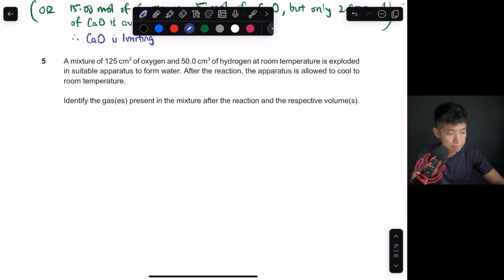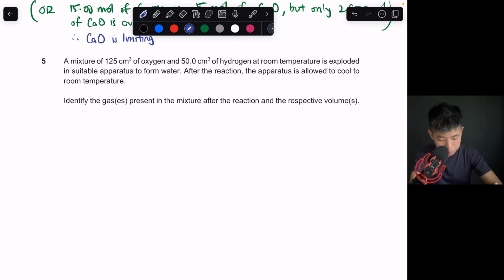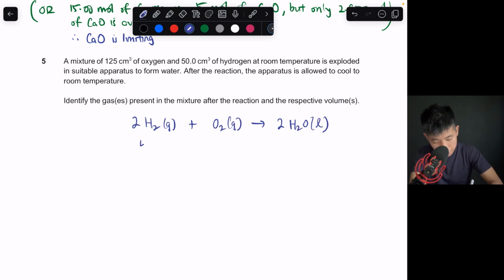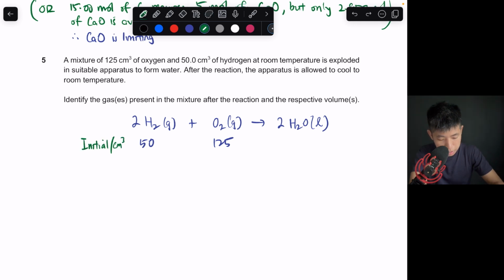Okay, last example. Write the equation first. We are burning hydrogen and oxygen. I have 50 cm³ of hydrogen and 125 cm³ of oxygen. This time around, I won't go into writing the statements. In case this is an MCQ question, you can follow how I annotate. Alright, so we are going to draw a table here. This is the initial volume. That means 50 only requires 25 for reaction because 2:1. But I have 125, so way in excess for oxygen gas.